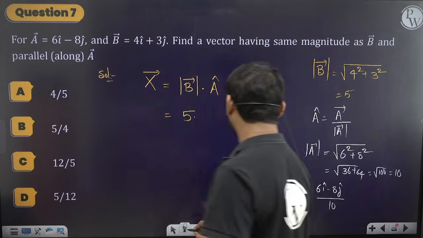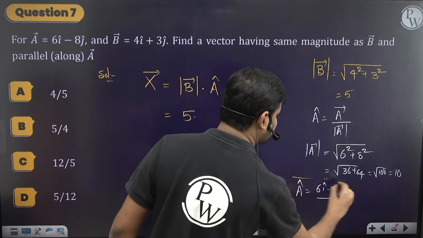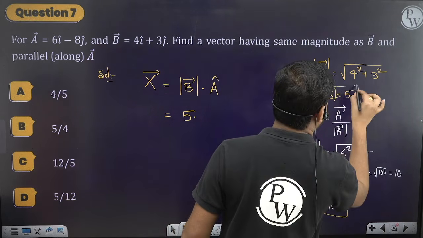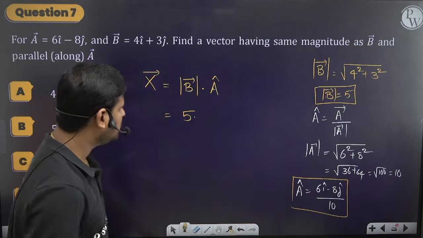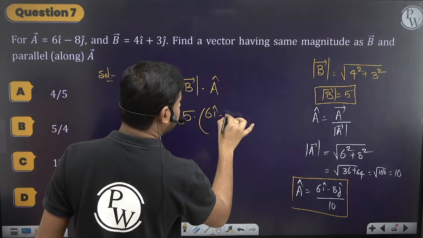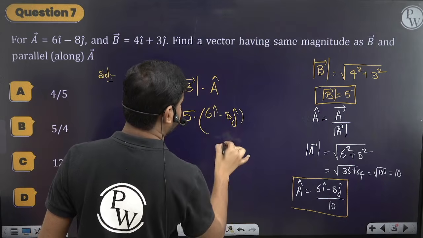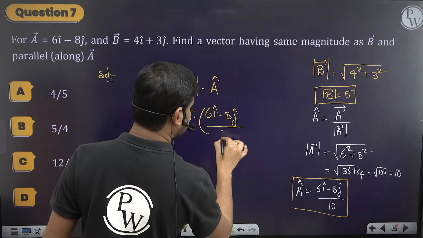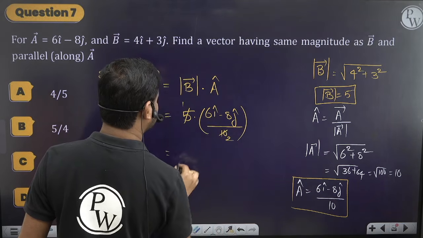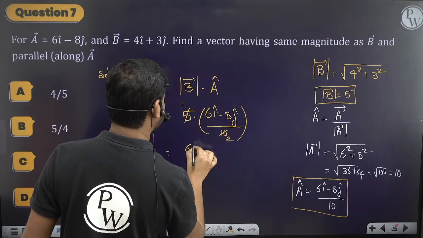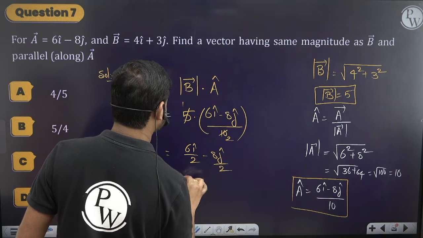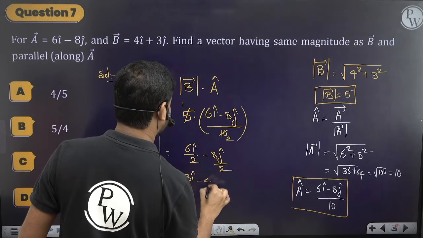So I am substituting that here. This is a unit vector of A and this is the magnitude of vector B, right? Simple things. Now in place of unit vector of A, I am writing 6i cap minus 8j cap, right? So then by 10. So here 5 ones are 5, 5 twos are 10. So here I can write 6i cap by 2 minus 8j cap by 2, right? So which is 3i cap minus 4j cap.